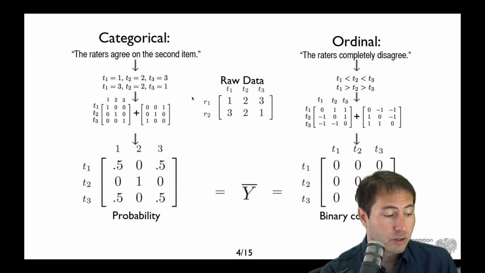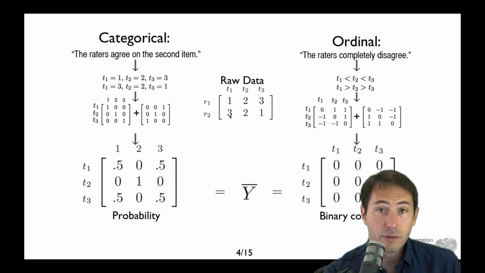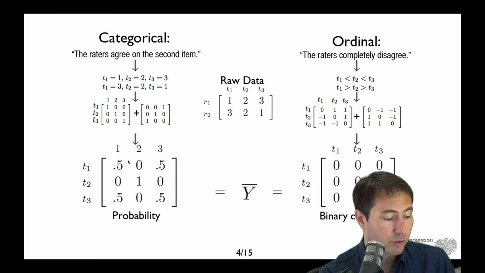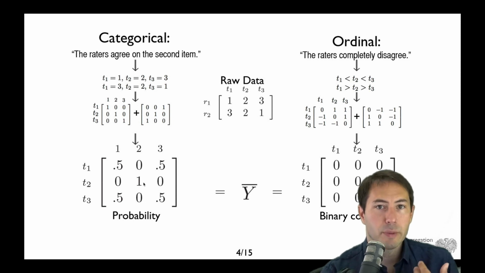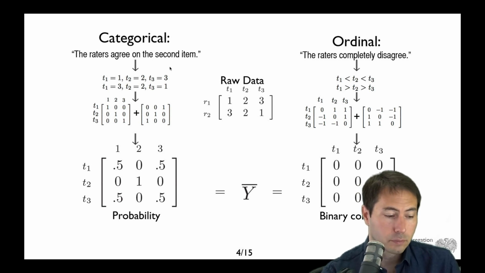I would say, if I take the interpretation of this categorical approach, that 50% of the time, item T1 gets a rating of 1, and 50% of the time, item T1 gets a rating of 3. And that's exactly what I have. T1 gets a rating of 1 50% of the time, and it gets a rating of 3 50% of the time. Similarly, T2 always has a probability of 1 of receiving a rating of 2. That is, by just converting this interpretation of the data into two matrices, I can sum them together to come up with a probability matrix. And this probability matrix completely supports our notion of this categorical interpretation of ranking.